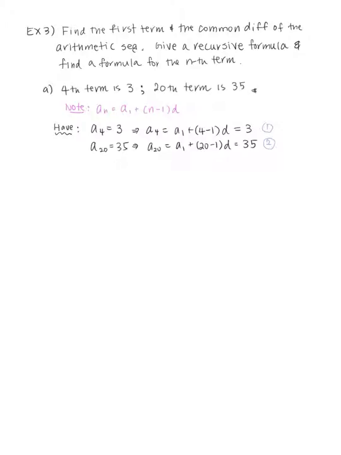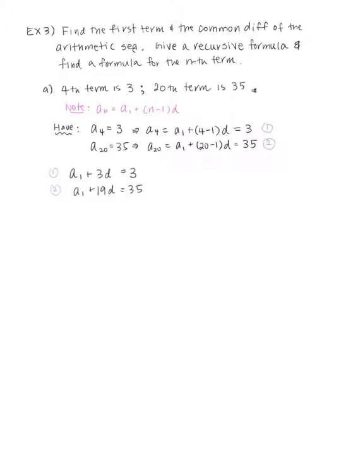So now I'm going to simplify equation 1 and 2 and stack them up together. So equation 1 is going to be a sub 1 plus 3d, but this is going to be 3. And equation 2 is going to be a sub 1 plus 19d equals 35. Now let's take a look at that. That's nothing but a system of linear equations. So let's try to eliminate a sub 1 by multiplying the bottom equation by negative 1.